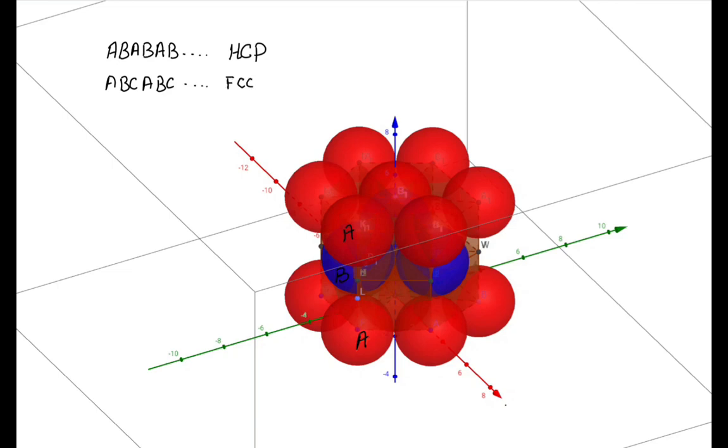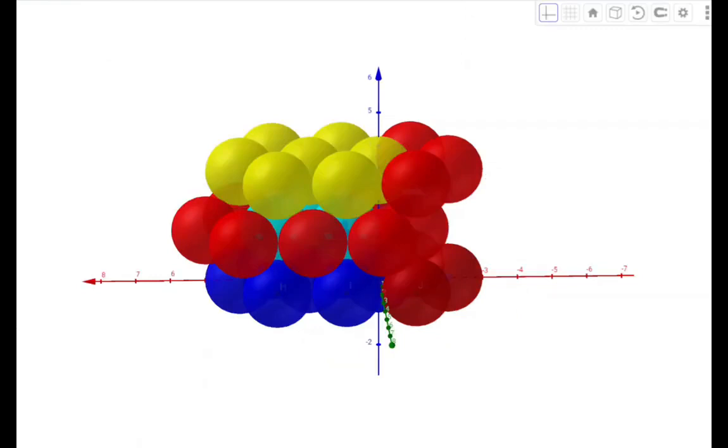Let's see how that looks like. Now this sequence here is A, B, this is the blue one, B, and this is C. It's not on top of A. In this case, the sequence is A, B, C, A, B, C, and again, as we mentioned before, it's FCC structure. And since it's FCC structure, the packing fraction for this structure is the same as FCC, it's 0.74.